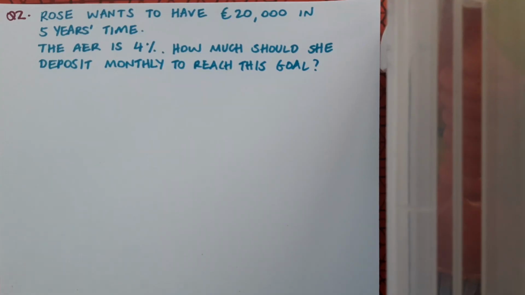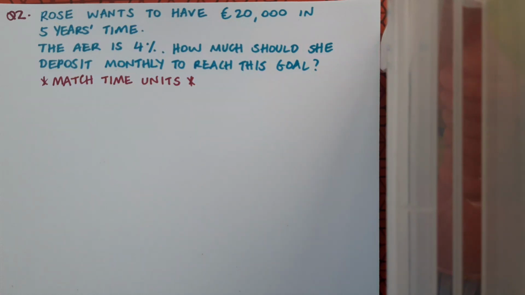Okay, so a question for you. Rose wants to have €20,000 in 5 years' time. The AER is 4%. How much should she deposit monthly to reach this goal? So pause the video here, do it yourself, and then play and see if you're correct. And again, like before, if you need a bit of a nudge, play a bit, and then pause when you're comfortable to proceed.